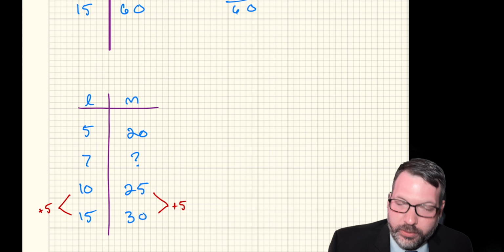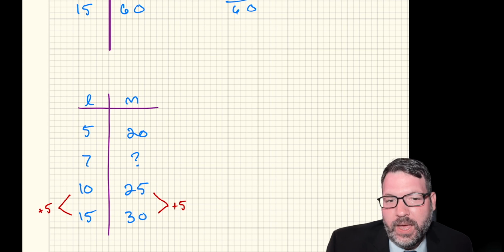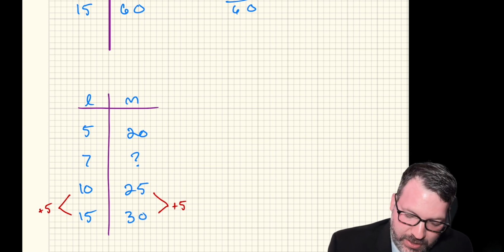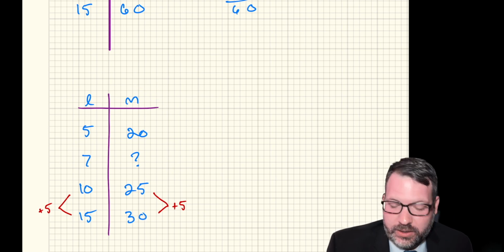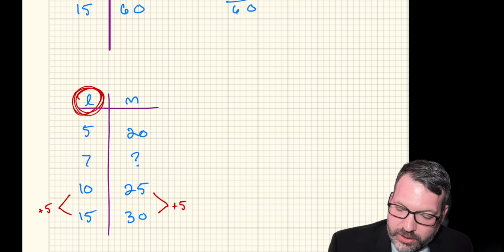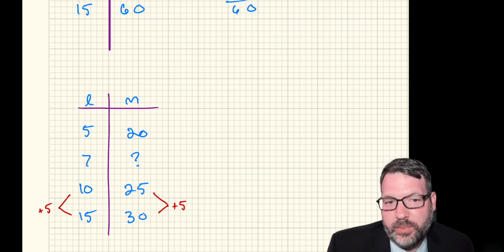It is also going up by 5. And so what this tells me is that the right side of this table, the M side, is changing at the same rate that the left side of the table is. They're going up and down by the same amount.